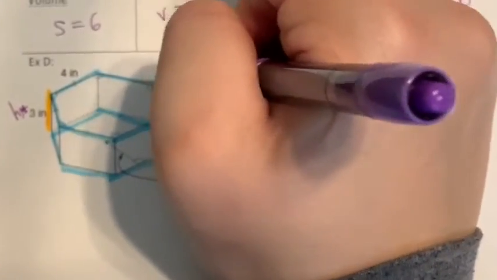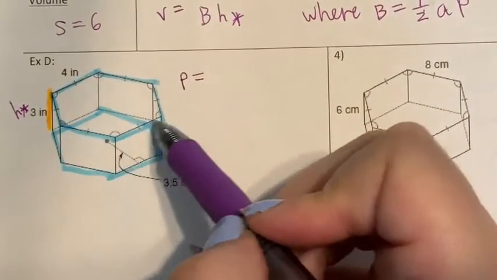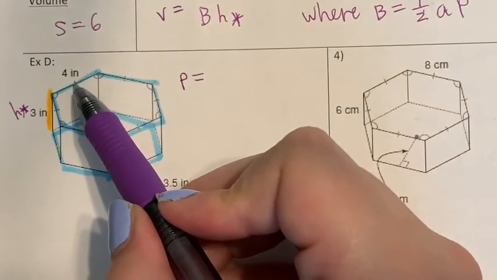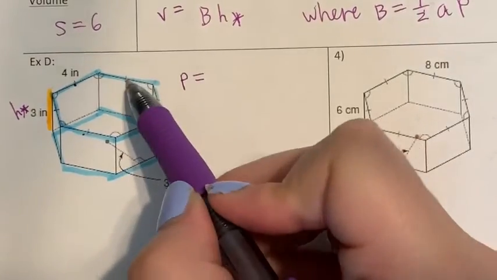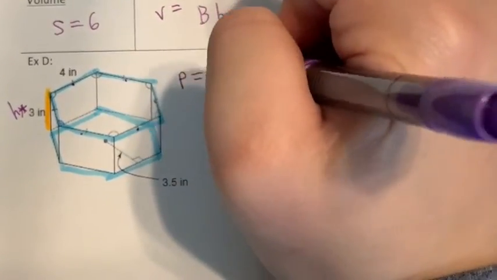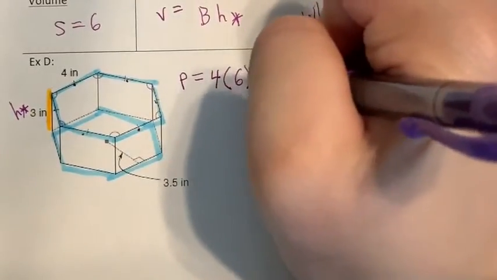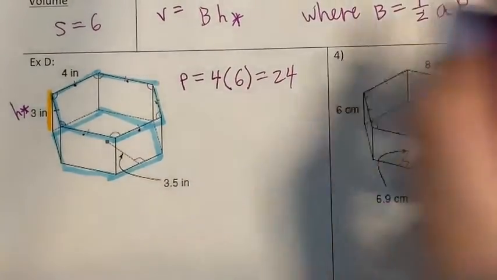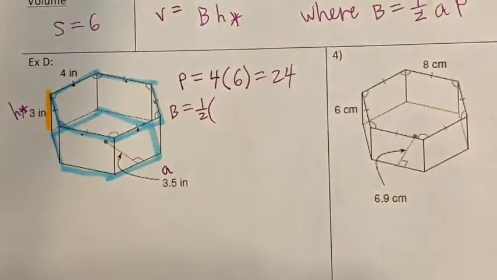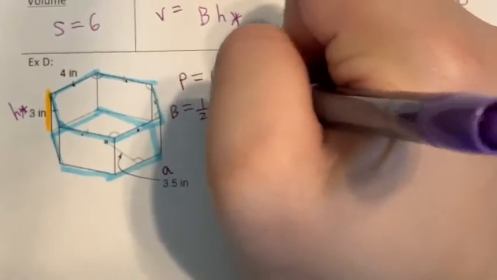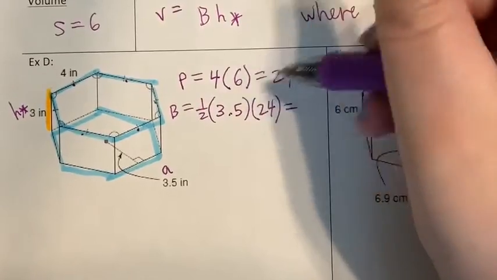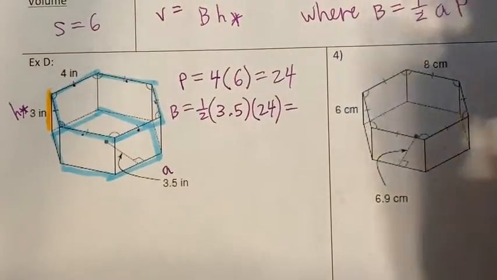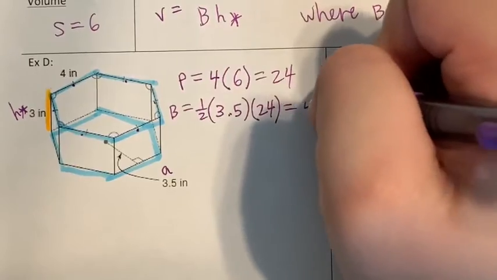So for perimeter, I need to add up all the sides around my hexagon. I can see that one side is 4 inches. So I would be doing 4 plus 4 plus 4 plus 4 plus 4 plus 4. Or I could just do 4 times 6 because my number of sides is 6 to get 24. For my base, I'm doing 1/2 times the apothem, which is right here, 3.5, times my perimeter, which is 24. So it's helpful that we found perimeter first because we need to plug perimeter into our base formula. And when we do that, we get 42.